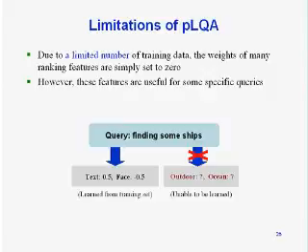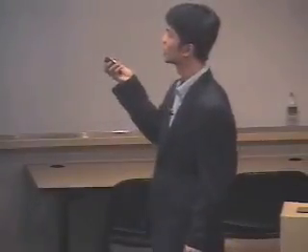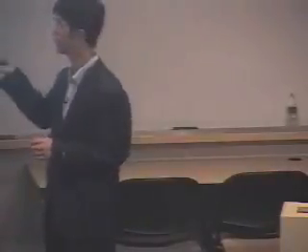Well, I have said a lot of good things for the pLQA, but there are some bad things here. So the biggest disadvantage for the pLQA model is that its power is limited by the training data. So if you don't have enough training data, then this model will not work very well. And given a limited number of training data, the weight of many ranking features are simply set to 0 in our models. But these so-called unlearned features are sometimes useful for some specific queries.